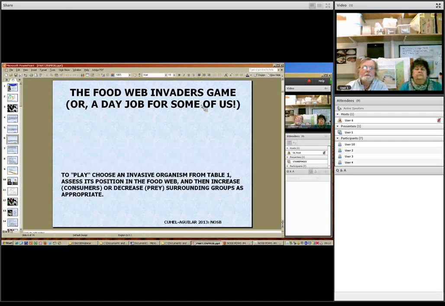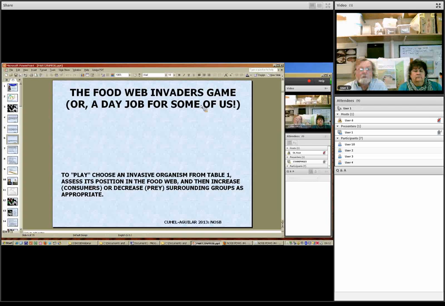To play, choose an invasive organism from table one. You have all seen the paper, and we discussed table one, which was the invasives in Lake Michigan, last time. Basically, you take an organism that is a new invader to Lake Michigan, you put it in the food web, and then you increase the consumers that eat it and decrease the prey that it eats, and you ask, how does this change the food web?